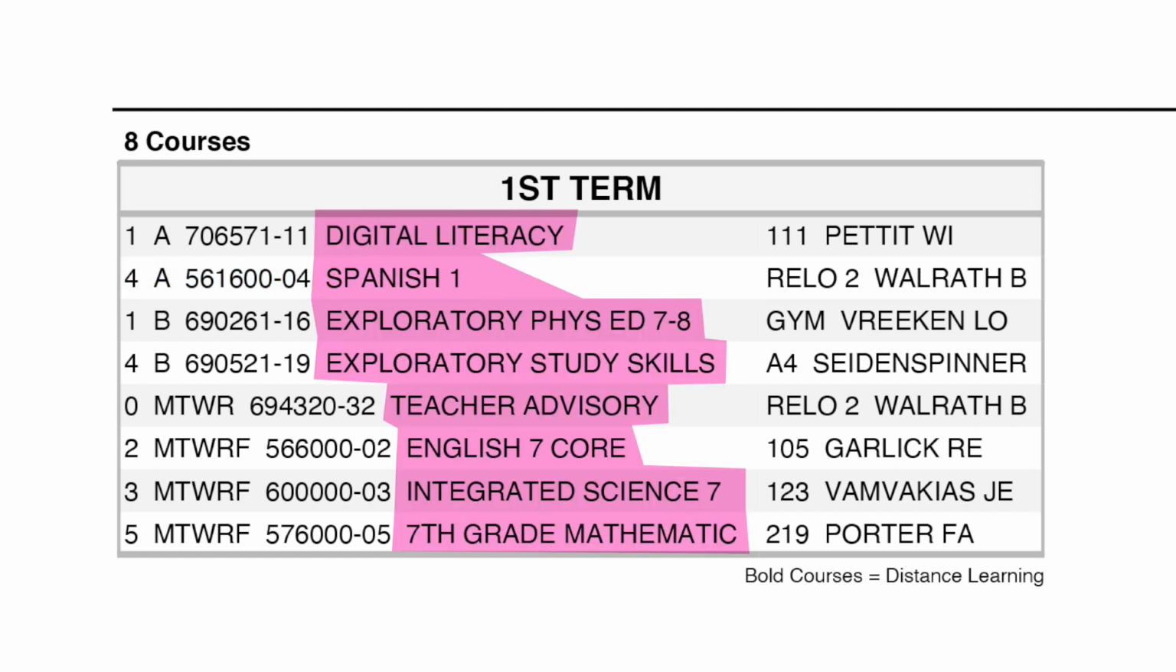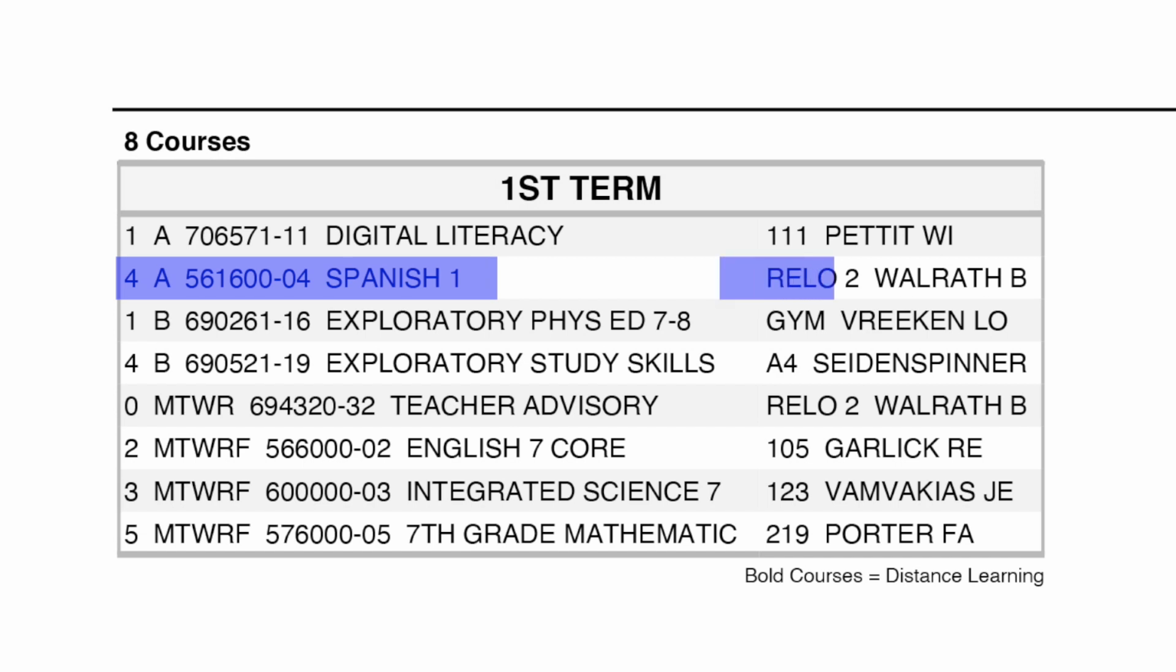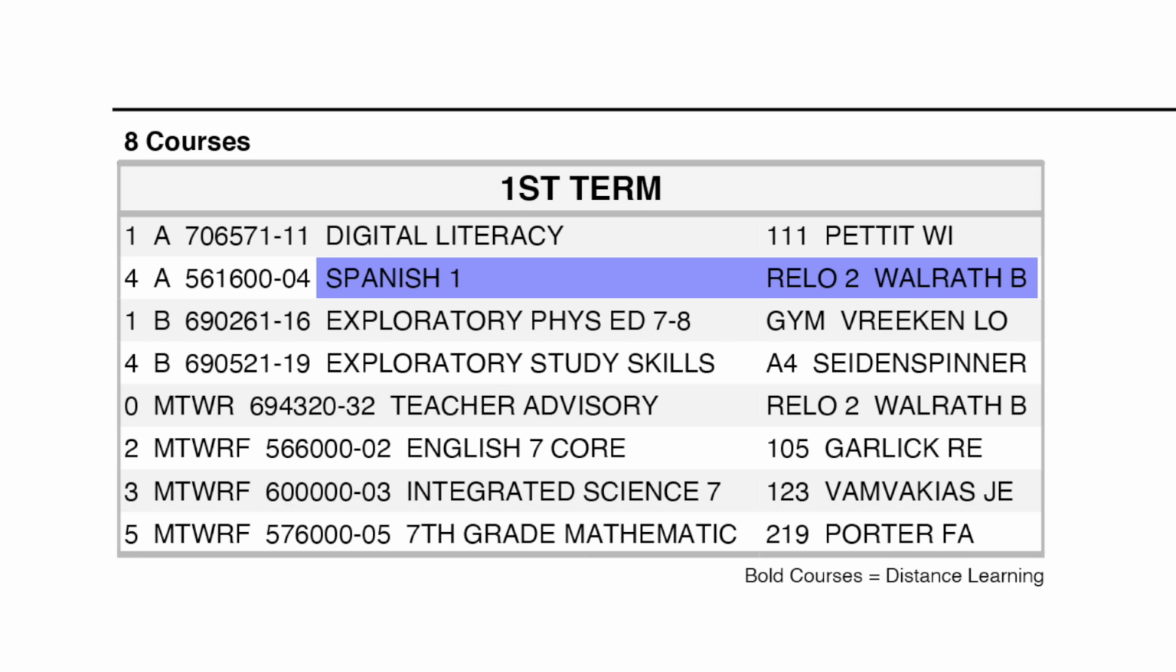Next to the name of the class, you'll see the room number, or the place you should go for that class. Digital literacy is in room 111, and it's taught by Pettit. Charlie's 4A is Spanish 1, located in Relo 2. Relo 2 is one of the buildings behind the school. Spanish 1 is taught by a teacher named Walrath.